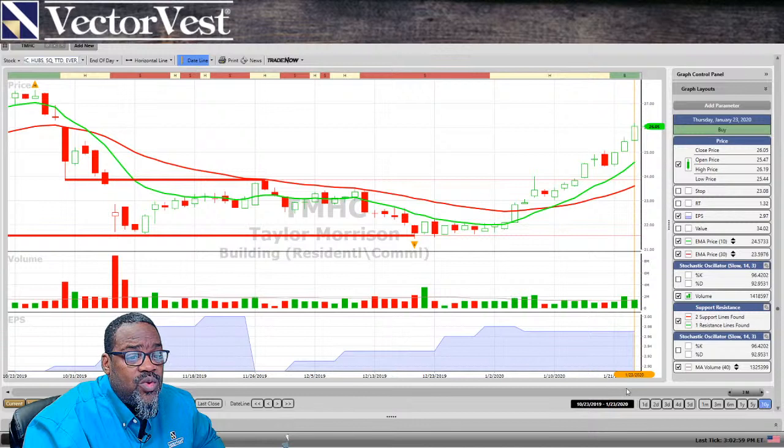All right, next one. TMHC. Nicely, this is a good regression trade. Pulled back right to the level of support. Bounced off that support. The 3 and the 8 cross. Look at the run. Stock moved from a sell to a hold to a buy. Like the graph. Earnings is higher than it was 3 months ago.